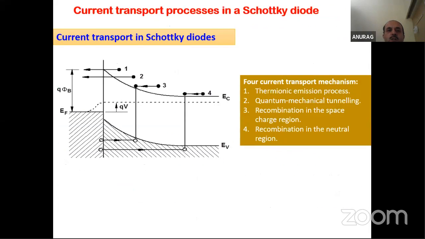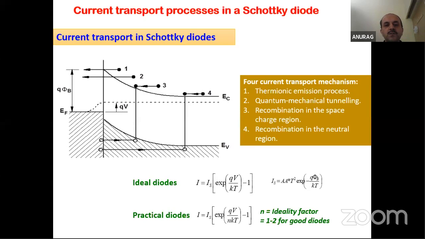And there are various models actually and various current transport mechanisms in a Schottky diode. I will not elaborate those, but what I will show you is, in the case of an ideal diode, this is the kind of equation which holds true. I is equal to Is times exponential of qV by kT minus 1. Here Is is the saturation current density, reverse saturation current density, given by A times A star times T squared times exponential of minus q phi B by kT. A is the area of the contact, A star is the effective Richardson coefficient, T is the temperature. So from Is I can calculate phi B, because other things are known to me, temperature and A star.